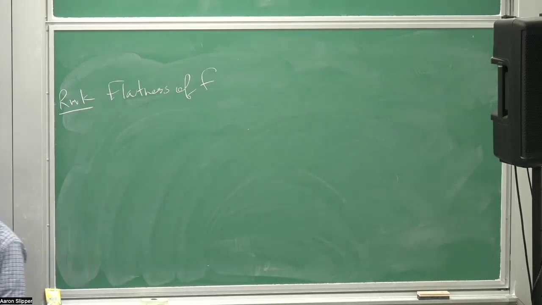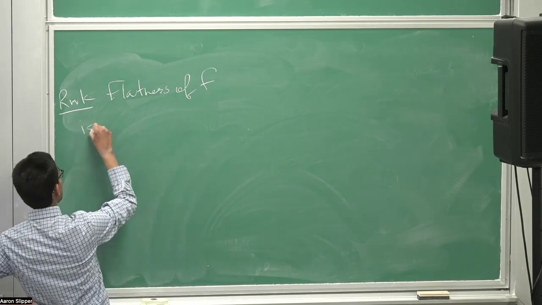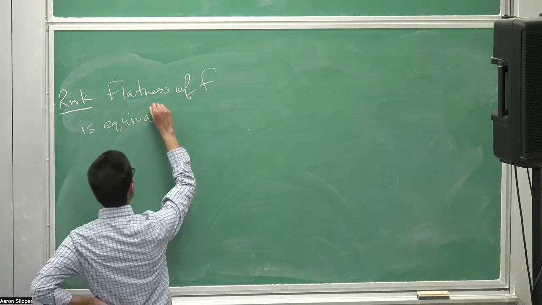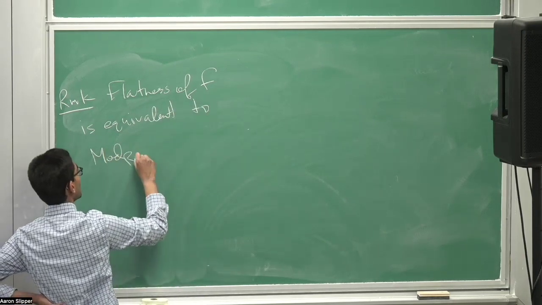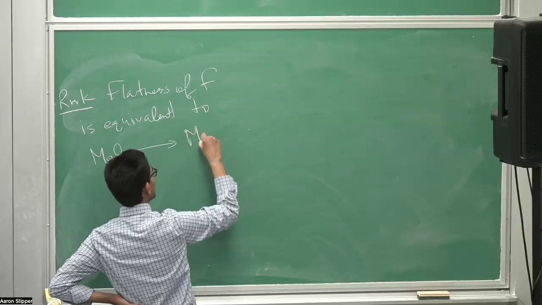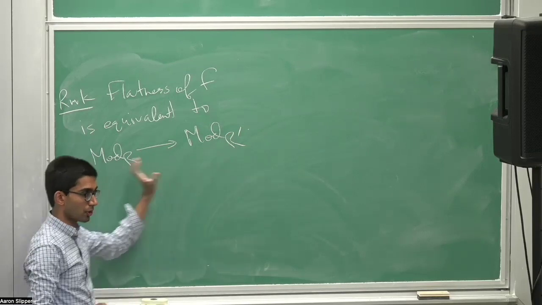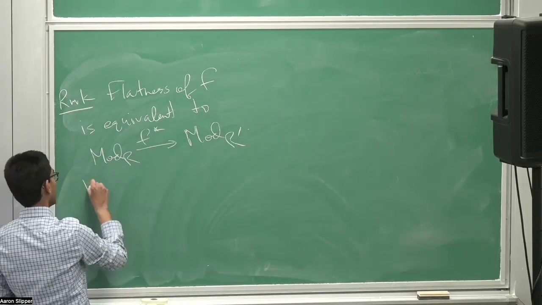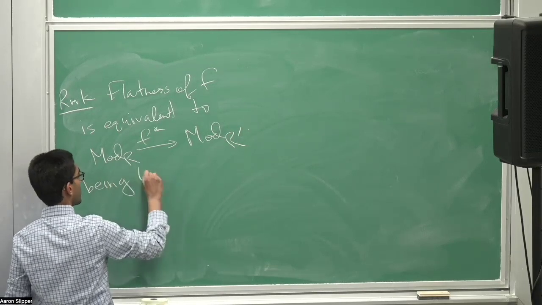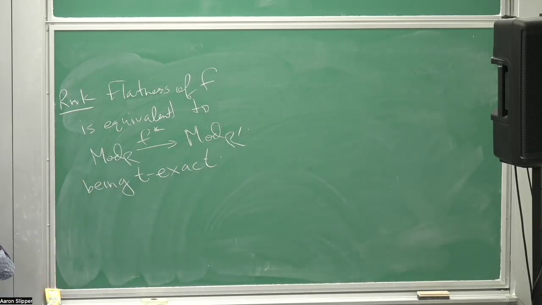So F induces an extension of scalars functor from mod of R to mod of R prime, or D of R to D of R prime, and it's equivalent to that being t-exact. Both of these carry natural t-structures, and the condition of flatness is equivalent to F upper star being t-exact. It's always right t-exact, but t-exact is the same as flatness.